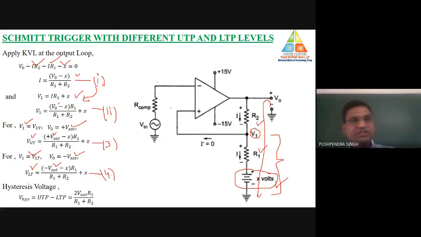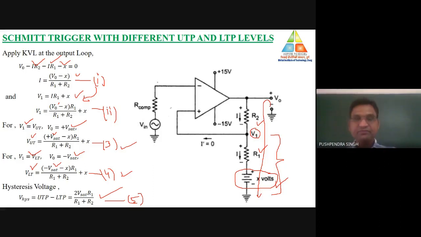With the help of equation number 3 and 4, we may now calculate the values of the upper triggering point and lower triggering point, and similarly the hysteresis voltage. The hysteresis voltage is the difference of the upper triggering point and lower triggering point. So by subtracting equation number 3 and 4, this is the final value of the hysteresis voltage. With the help of equation number 5, twice Vsat into R1 divided by R1 plus R2, we may easily calculate the hysteresis voltage in the case of the Schmitt trigger circuit when the values of UTP and LTP are different.